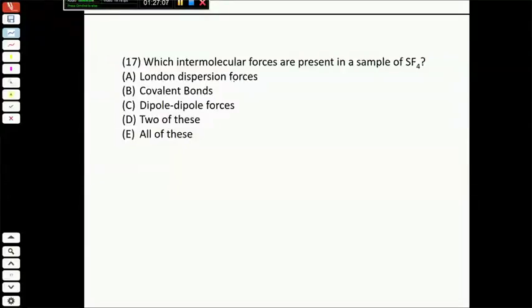The first thing we have to realize, looking at the answer choices, is that everything has London dispersion forces. It doesn't matter what it is, as long as it has one or more electrons, because London dispersion forces are the interactions caused by what are called instantaneous dipoles, which are an imbalance in electron distribution that occurs on small time scales in a molecule. So the point is, everything has London dispersion forces. We don't even have to think about that one anymore.